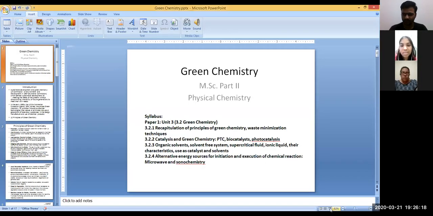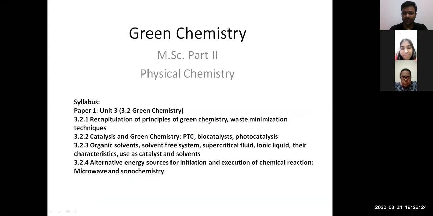Okay, so what I'm going to do is move over to a short presentation which I prepared. This is what is there in your syllabus. There is a recapitulation of principles of green chemistry. There's a part on waste minimization techniques, and all of this is given fairly well in the Lancaster book, which is an introductory text to green chemistry.